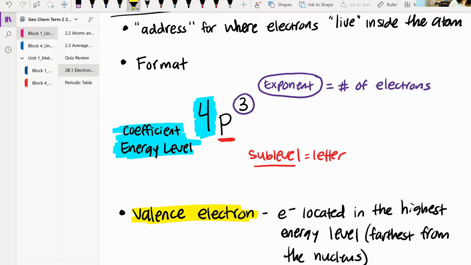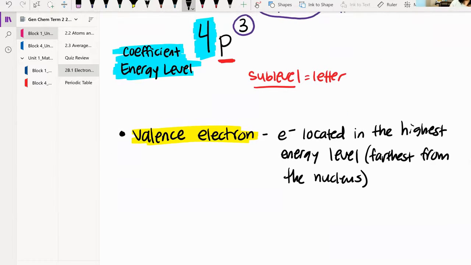All right. So you're like, okay, great, Miss Wong. You are speaking a foreign language. I have no idea what you're talking about. I don't know what we just drew here. I don't know what's going on. Let's take a look at some examples. Okay, and I promise it will start to make more sense. Let's take a look at some electron configuration examples.